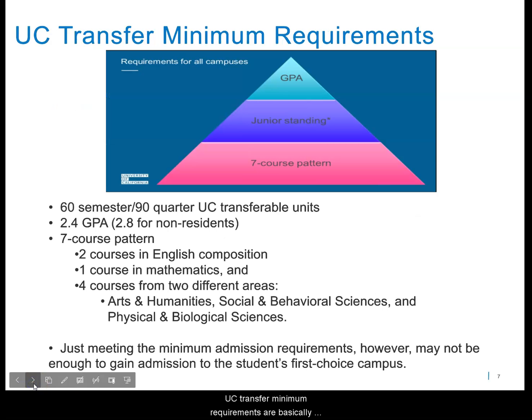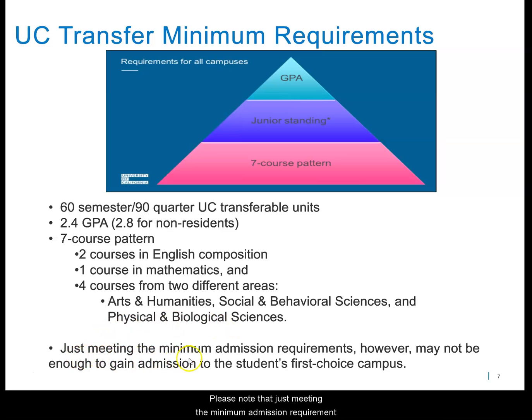UC transfer minimum requirements are basically comprised of the grade point average, your GPA, junior standing, and the 7-course pattern. So you'll need to have at least 60 UC semester or 90 quarter UC transferable units, a 2.4 GPA, 2.8 for non-residents, and the 7-course pattern, which is 2 courses in English composition, 1 course in mathematics, and 4 courses from 2 different areas, which is either from arts and humanities, social behavioral sciences, and physical and biological sciences.